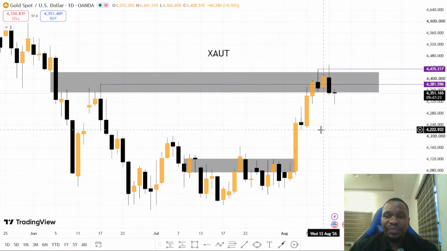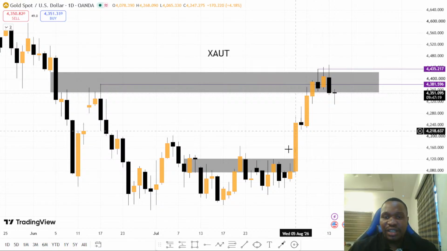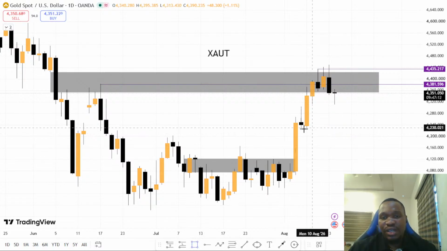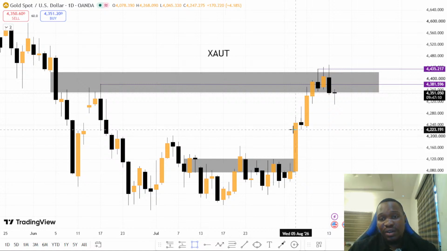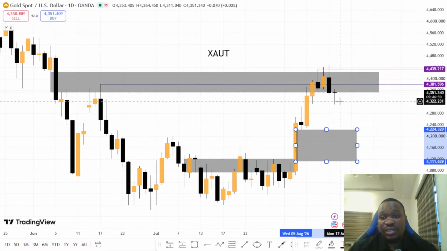Below here, some people would just want to be marking a bullish fair value gap just around here. There's nothing wrong with that. You can absolutely do that just to have a little bit of reference for where price is going to go to. So you can mark this bullish fair value gap, then you hold on to see if price is going to trade to this bullish fair value gap right here.